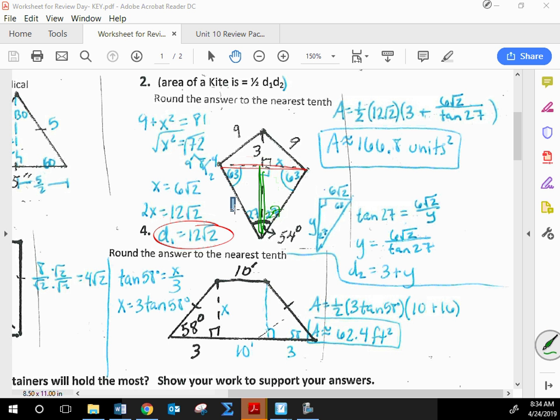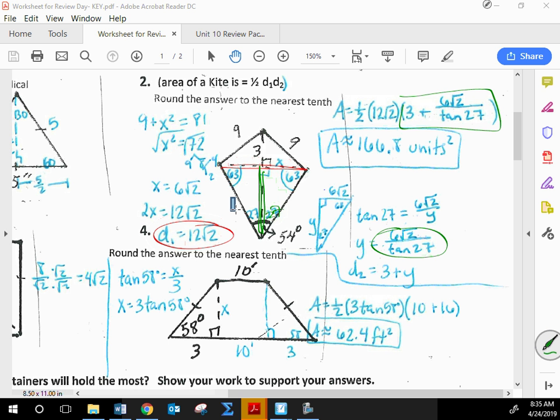So I did tangent of 27. You technically could have used your 63 degrees and used tangent that way, but you would have had the ratio drawn differently. So that diagonal was a little crazy. Our y value was 6√2 divided by tangent of 27, so I gave you some type of decimal, add 3 to it, and I gave you the whole diagonal. So our entire area is 166.8 units.